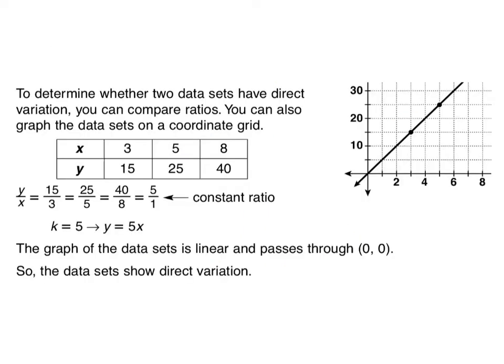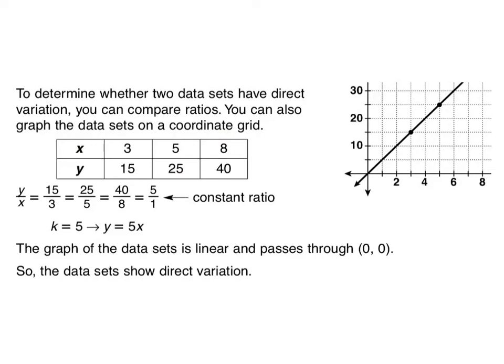To determine whether two sets have direct variation, you compare the ratios. You can also graph the data sets on a coordinate grid. So graphing is a great way to tell if you have a direct variation, although we should definitely be able to do it without having to get a sheet of graph paper. So you can see this particular direct variation here. When x is 3, y is 15. When x is 5, y is 25. And when x is 8, y is 40.